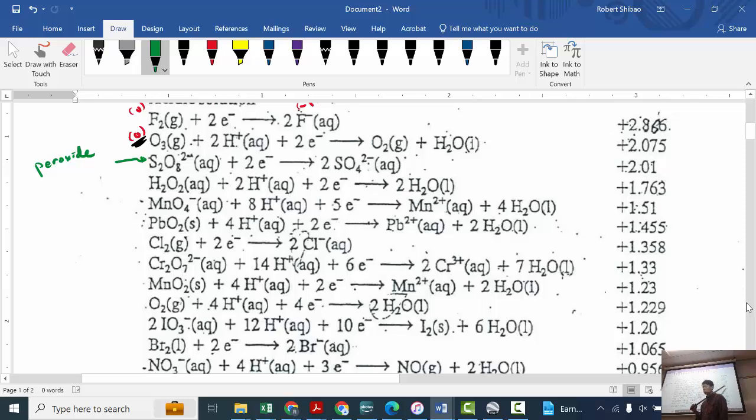MnO4 minus. Permanganate. Why does permanganate want electrons? We know why oxygen wants electrons. It wants to be like neon. Fluorine wants electrons. It wants to be like neon. But why does permanganate want electrons?